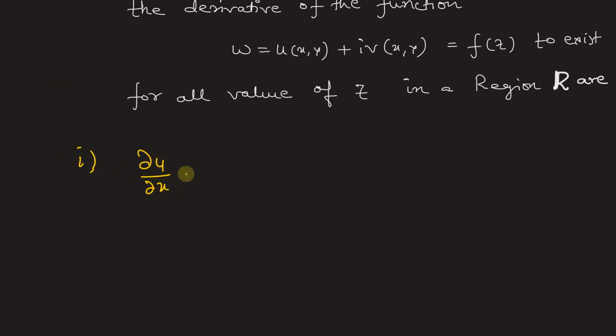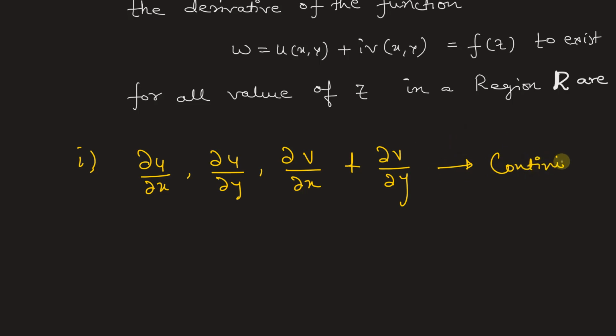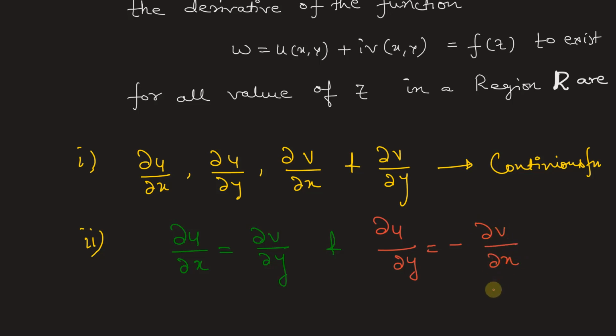dou u by dou x, dou u by dou y, dou v by dou x, and dou v by dou y are continuous functions of x and y in R. And the second condition is dou u by dou x should be equal to dou v by dou y, and dou u by dou y should be equal to negative of dou v by dou x. So these are the two necessary conditions for the function to be analytic. This is also known as the Cauchy-Riemann equations, or in short, CR equations.